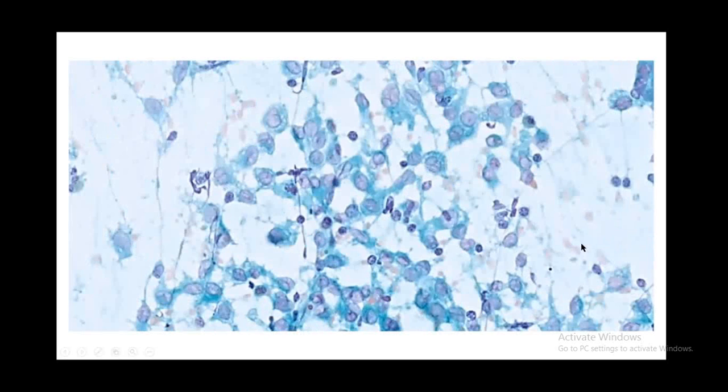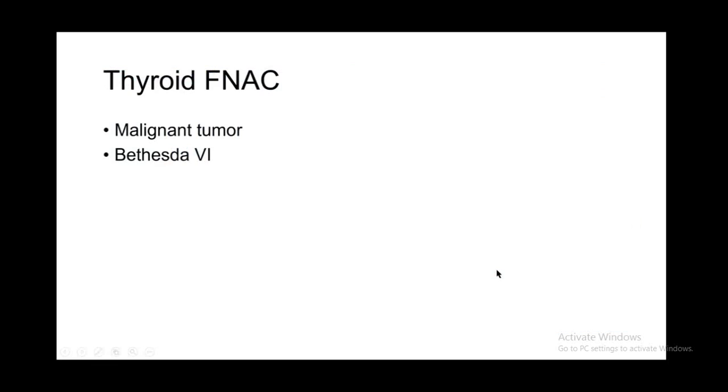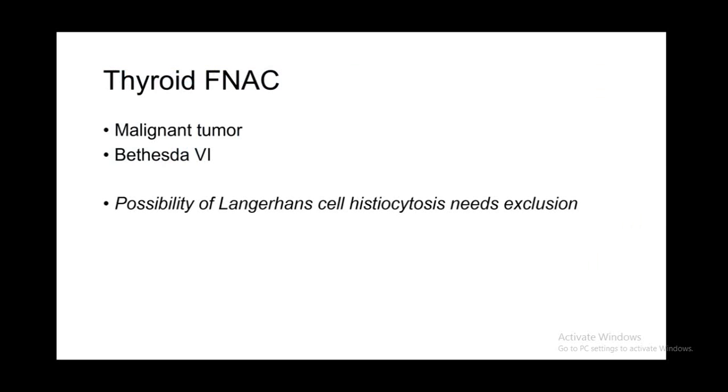And we started looking for eosinophils at this point because of these coffee bean longitudinal nuclear grooves, these convoluted nuclei, nuclear indentations, and general histiocytoid appearance of the cells. There weren't many eosinophils in the aspirates, but we did call it a malignant tumor, Bethesda category 6, and suggested the possibility of Langerhans cell histiocytosis based on these histiocytoid cells with nuclear atypia and longitudinal nuclear grooves.